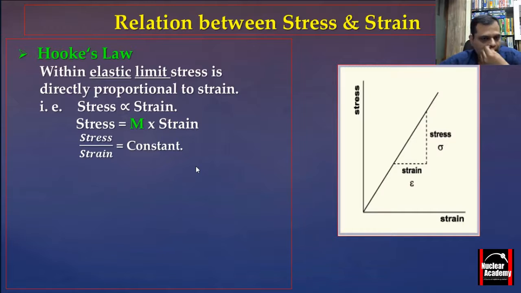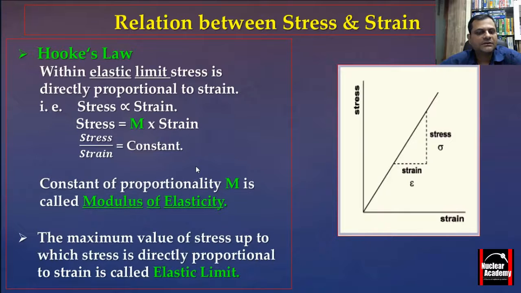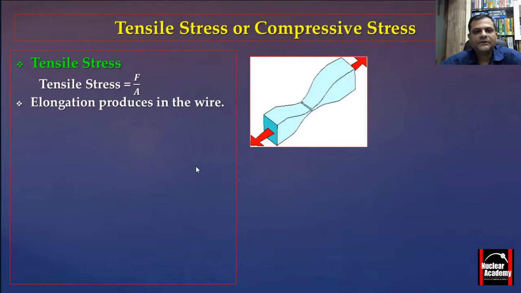And the constant of proportionality between stress and strain will be denoted by M, so that we can say that the stress upon strain is a constant, and this constant is also called the modulus of elasticity, which measures the elasticity of the body. The maximum value of stress up to which the stress is directly proportional to the strain is called the elastic limit. Elastic limit is the point on the stress-strain curve up to which they are proportional to each other. So the next topic is about tensile stress or compressive stress.